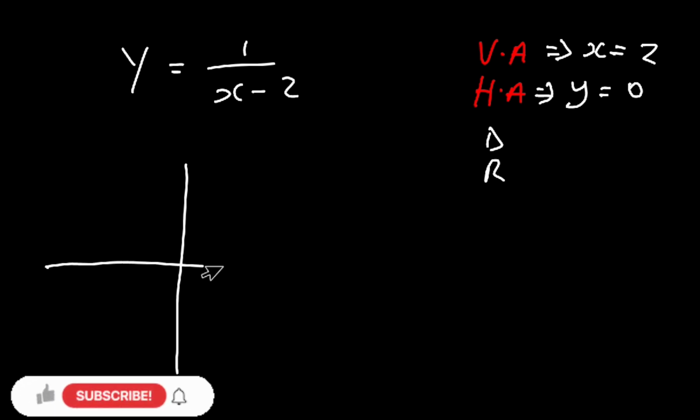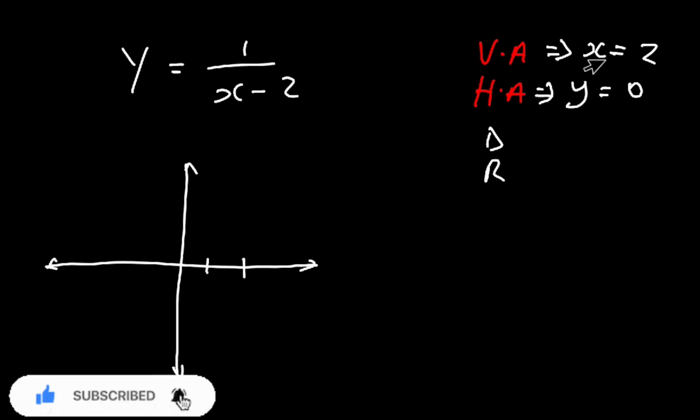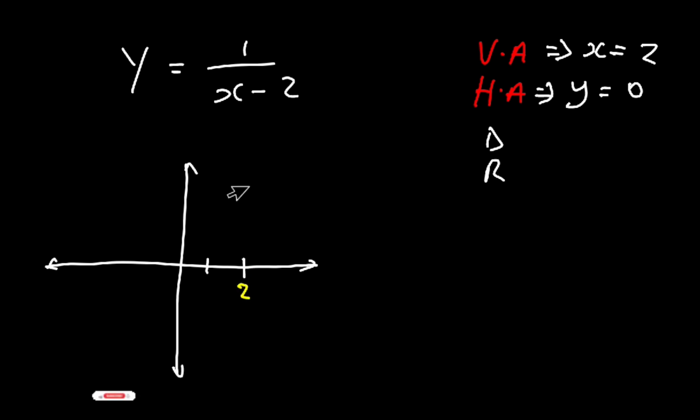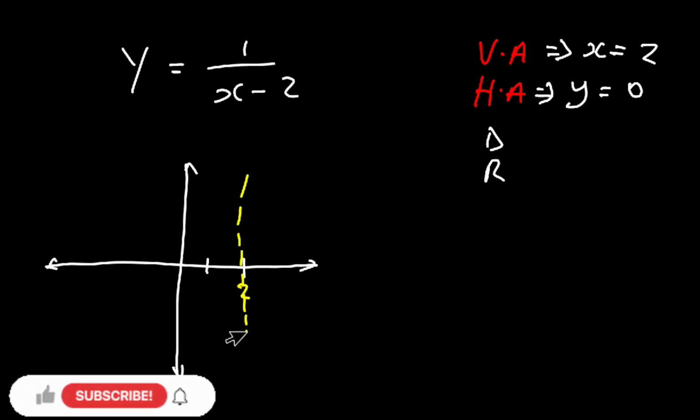So this is just a sketch. Now the vertical asymptote is at the point where x is equal to 2. So here is the vertical asymptote. And then the horizontal asymptote is at the point where y is equal to 0. That's at this line. And the graph may be here or here. So let's find out where it will actually be.